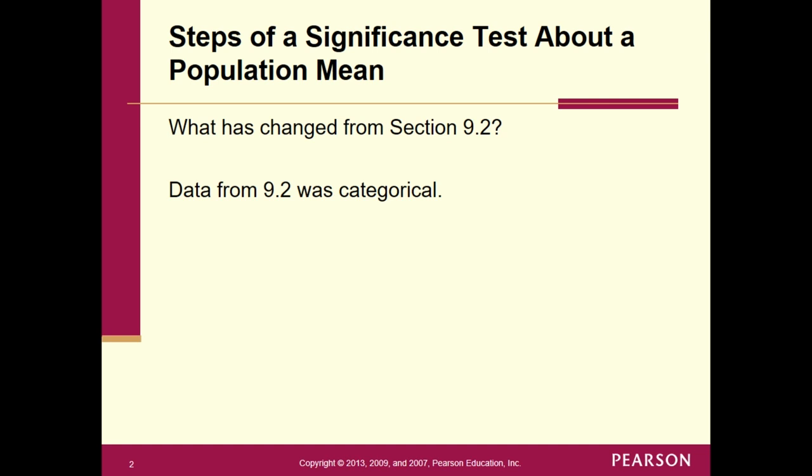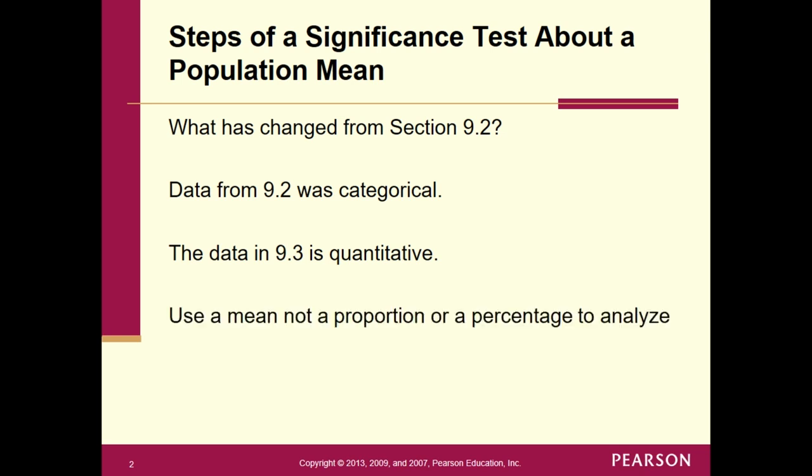So when you have categorical data, you're going to use proportion to analyze the data. However, when the data is quantitative, which we're running into in 9.3, okay? So in 9.3, the data is quantitative. And what are we going to do then? We're going to use a mean, not a proportion or a percentage, to analyze the data.